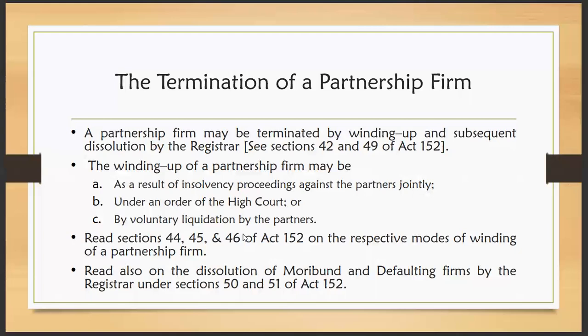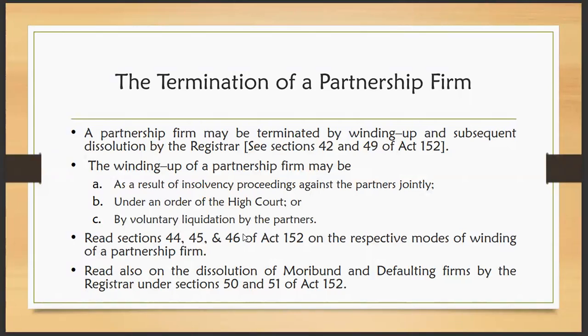The partners may sit down and say that, okay, our business is not owing anybody. But if it's owing anybody, we have some assets. Let's sell all of them. Let's pay our creditors. And now, if something is left, let's share the money. Everybody should go his way. The partnership is over. So please see sections 44, 45, and 46 of Act 152 on the various modes of winding up of the partnership, which I have summarized.